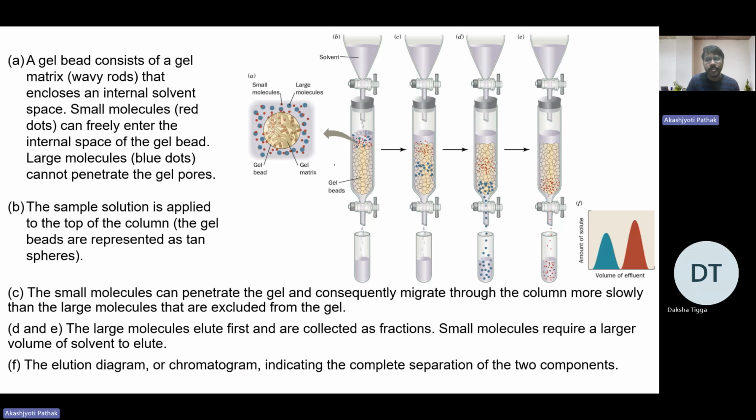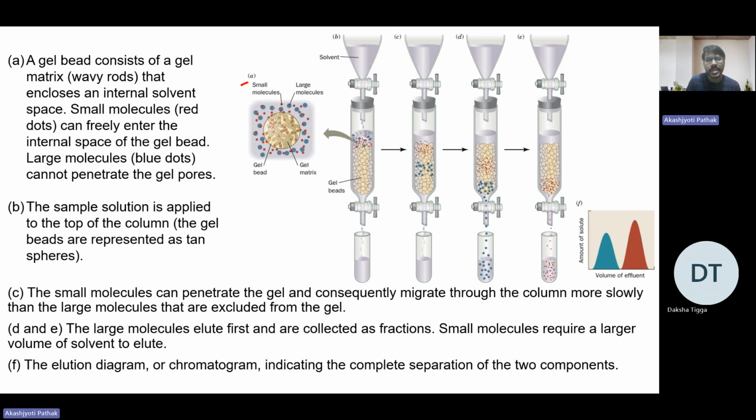So this figure is taken from the book Voet and Voet, a classical biochemistry textbook. So here you see this A figure. In this A figure, this is the bead, a cartoon depiction of the bead or the gel matrix that is present in the stationary phase. You can see that this gel matrix has pores inside it, and your sample has two different molecules: large molecules as well as small molecules.